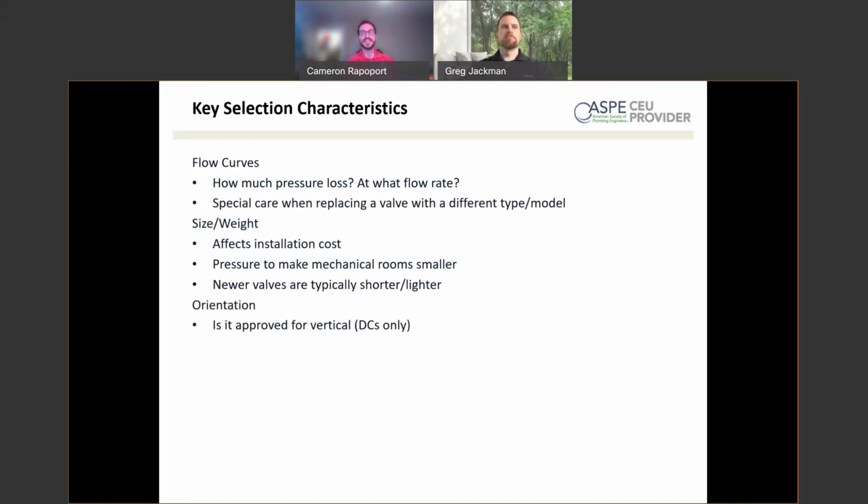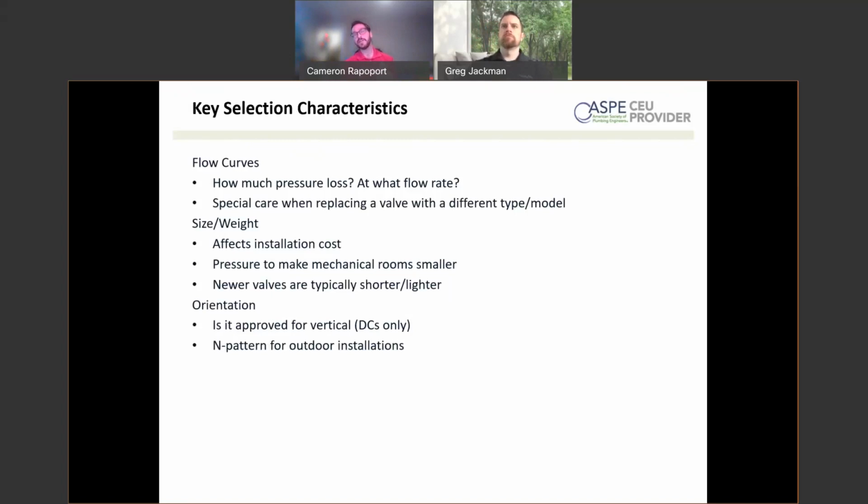Orientation, like I said: is it approved for vertical? You can go in, and ASSE and USC both have pretty friendly websites. You can check that, even for those double checks: are they approved for vertical? And remember that those RPZs are not. You can also use different orientations.